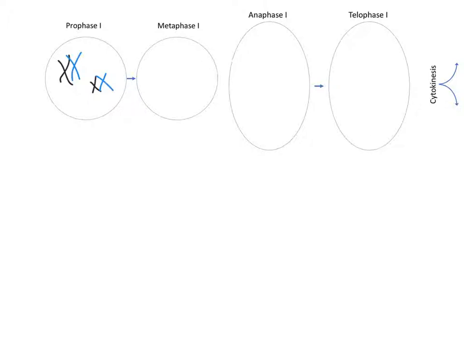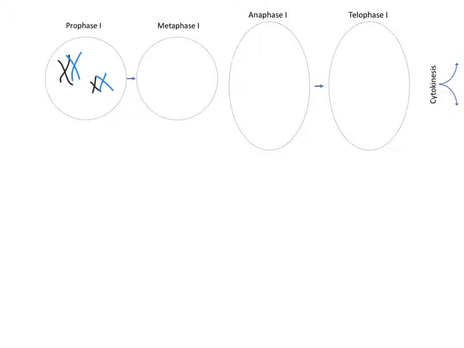Now notice in prophase 1 that I've drawn them very close together, because it's during this time that big sections of them can swap places in a process called crossing over. I'm not going to draw it here because it's complicated to draw, but suffice it to say we get a lot of genetic mix-up during prophase 1.